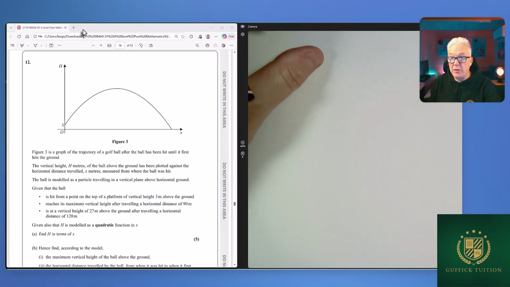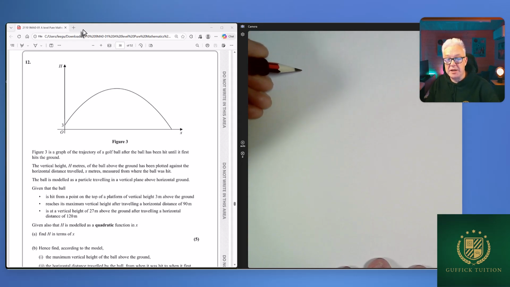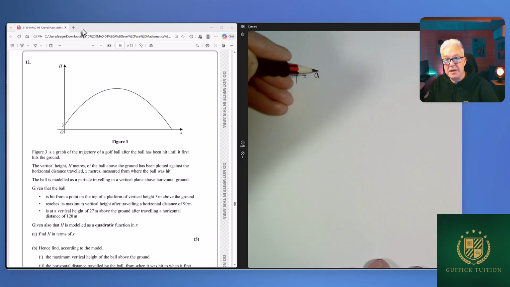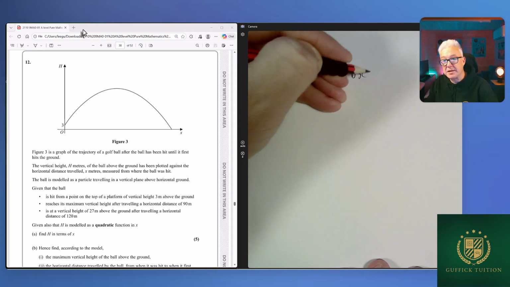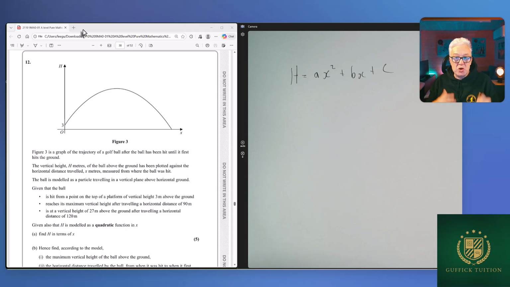So let's write down the general form of a quadratic in its most general form. In this case, we're going to say the height is equal to a times x squared plus bx plus c. So that's our general form of a quadratic, okay?